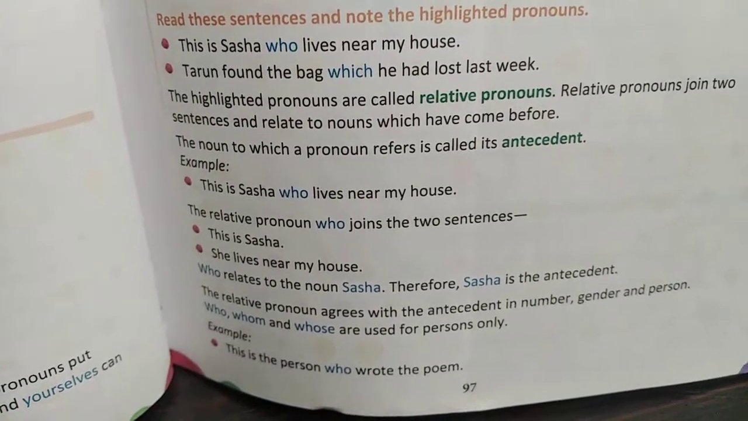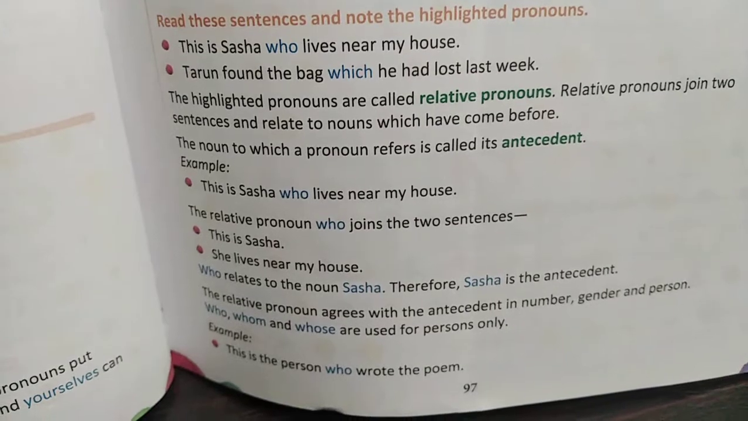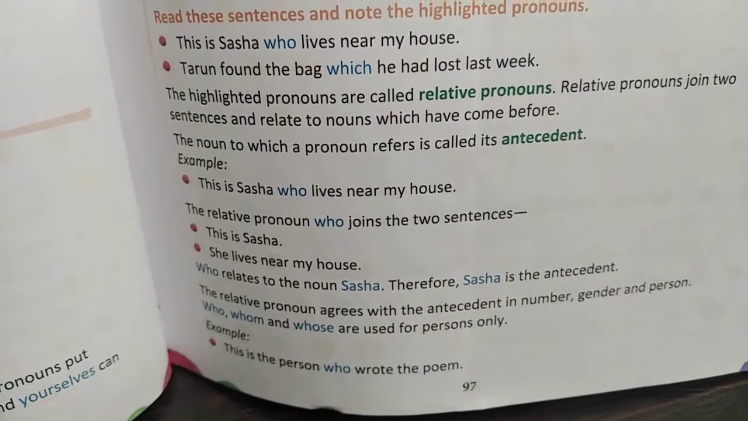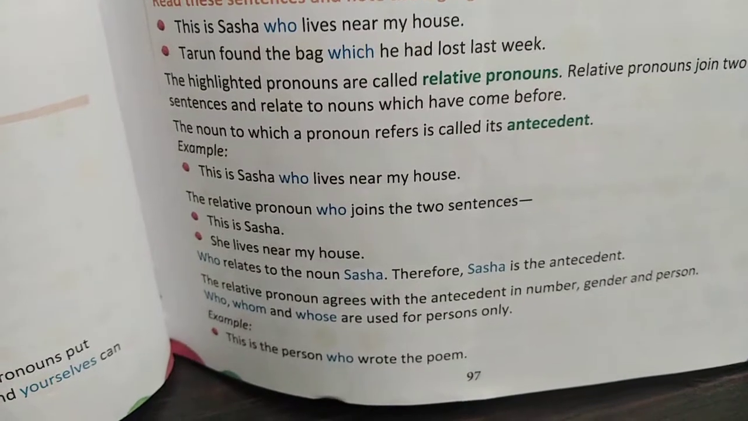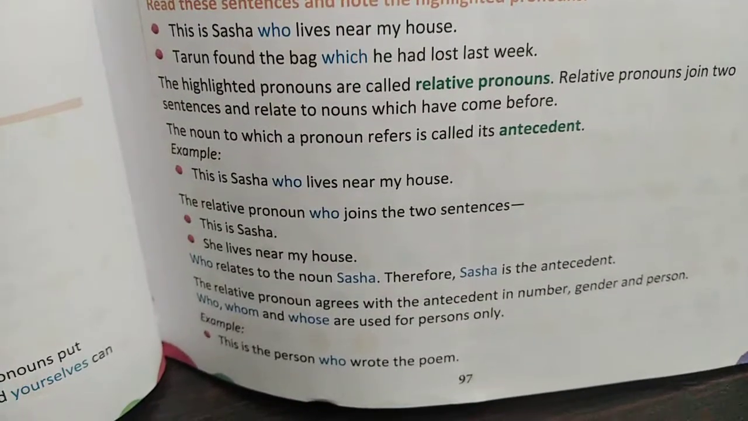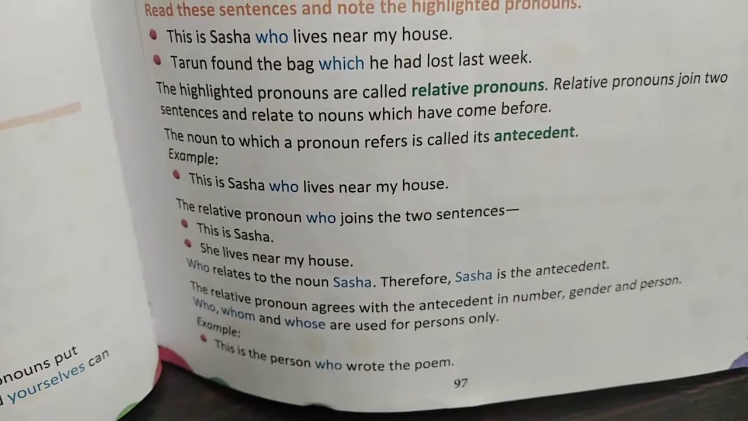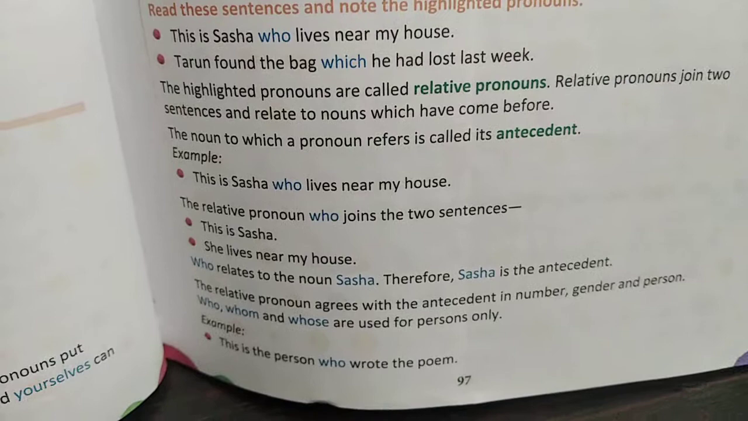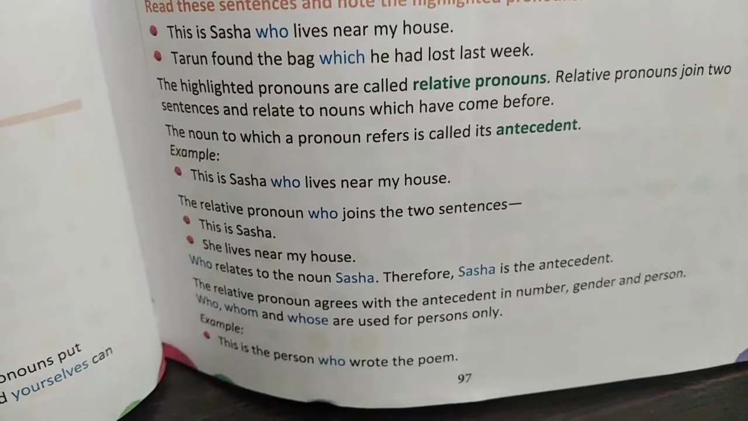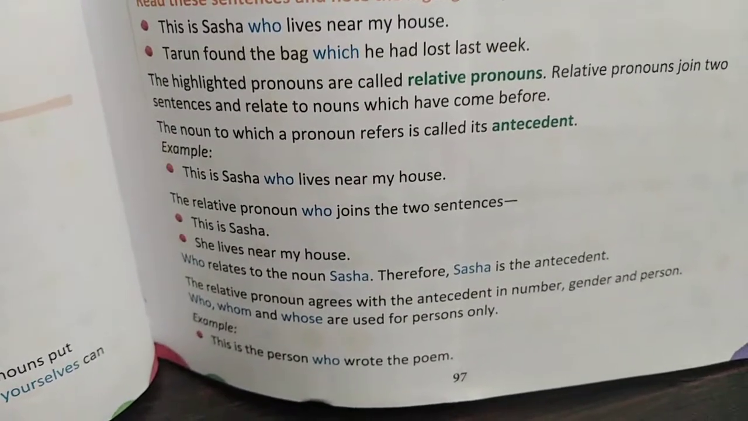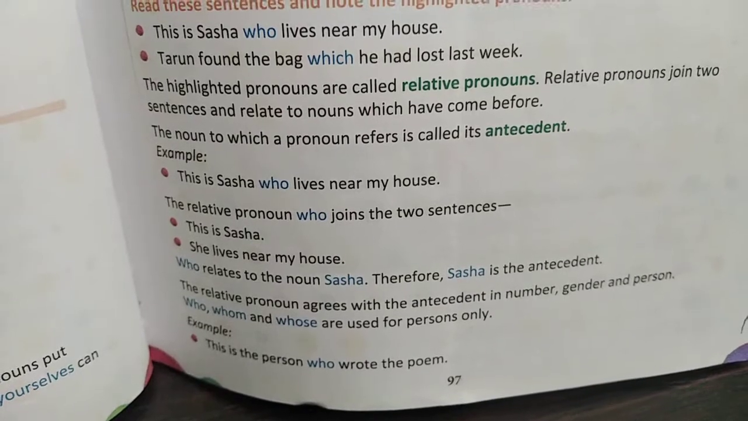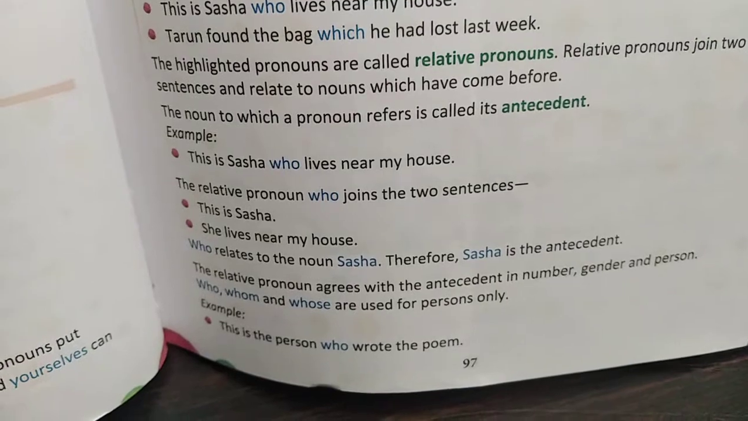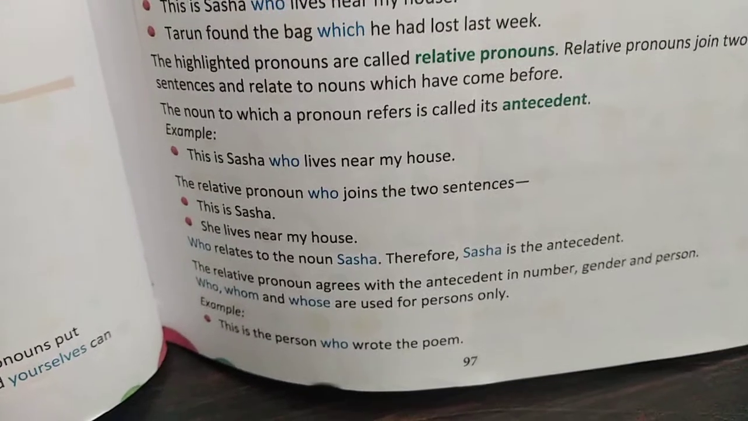So you can see here who, which, whose, whom. These are the relative pronouns. The relative pronoun agrees with the antecedent in number, gender, and person. It means if there is a singular noun or pronoun in the first sentence, it will agree with the noun or pronoun of the second sentence. This is the person who wrote the poem.